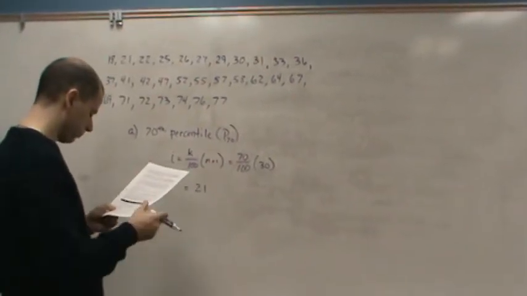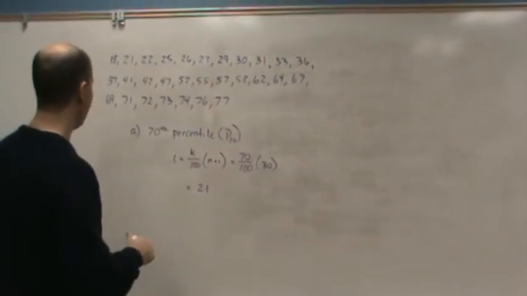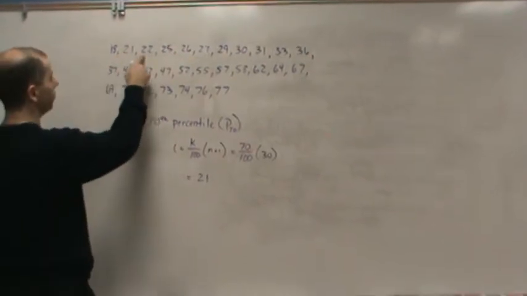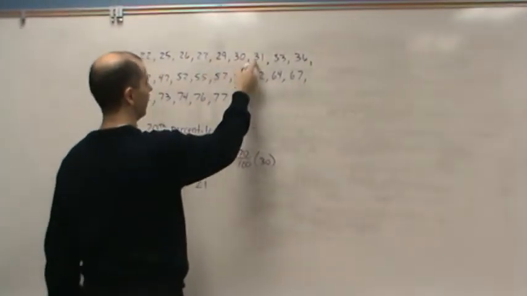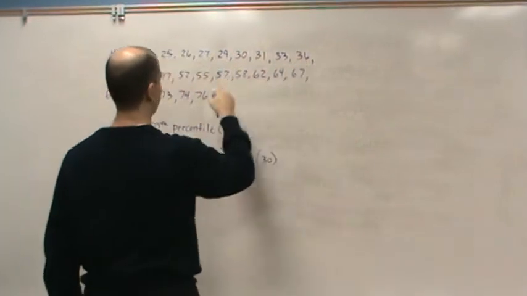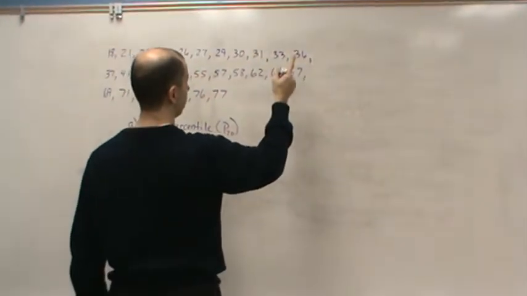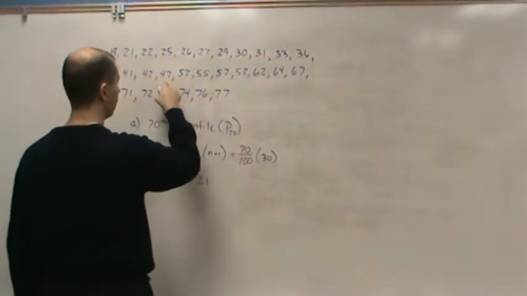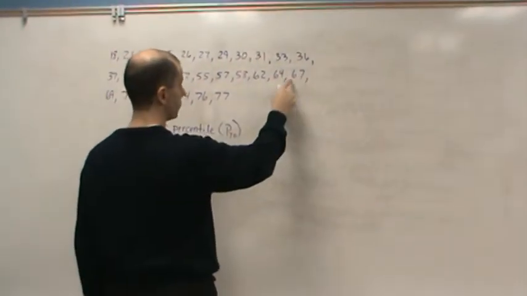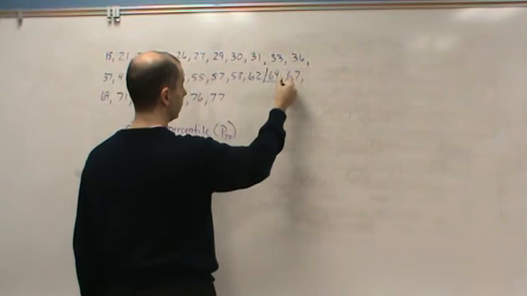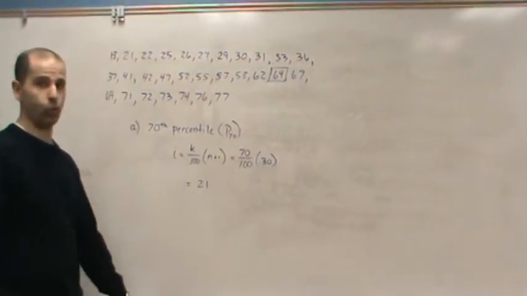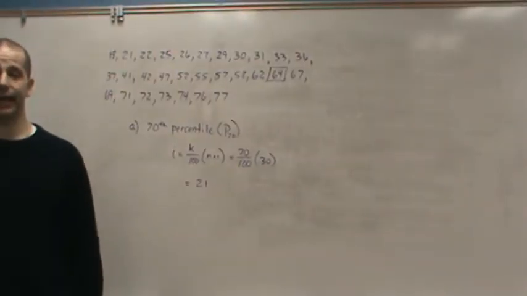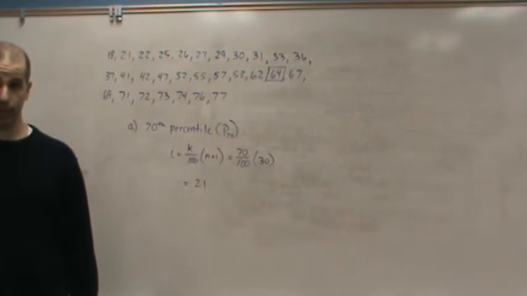So if we count up to 21, we go 1, 2, 3, 4, 5, 6, 7, 8, 9, 10, 11. And 11 and 11 is 22. I did that on purpose. So that's number 22. So right here represents the 21st position.